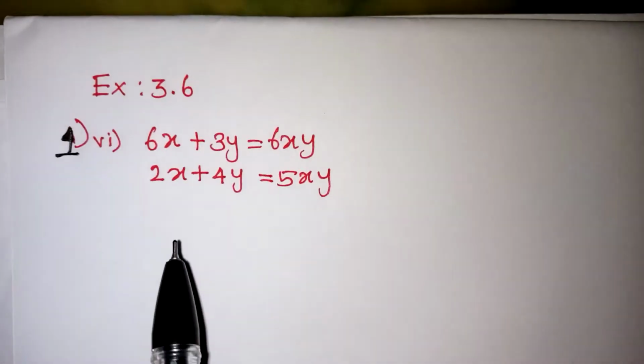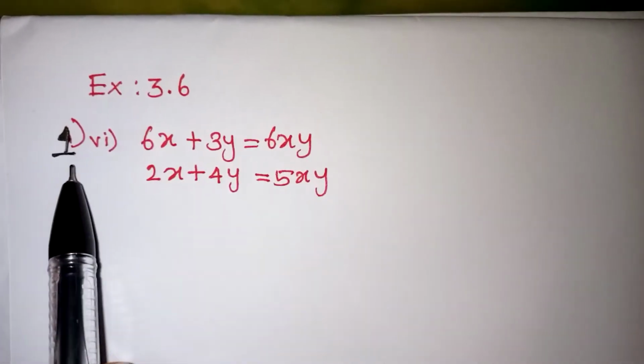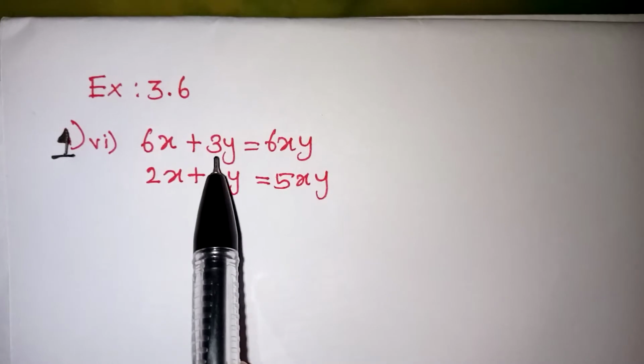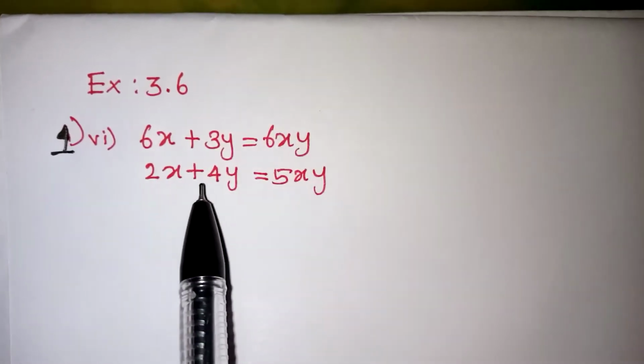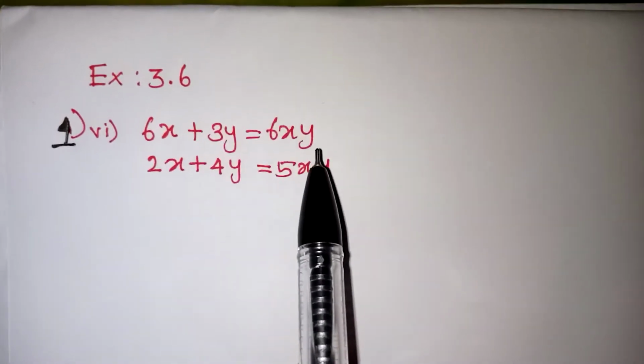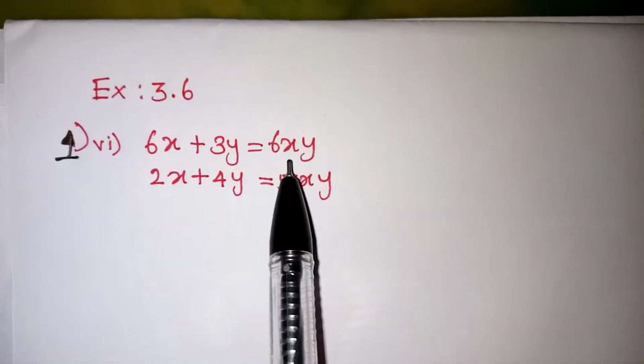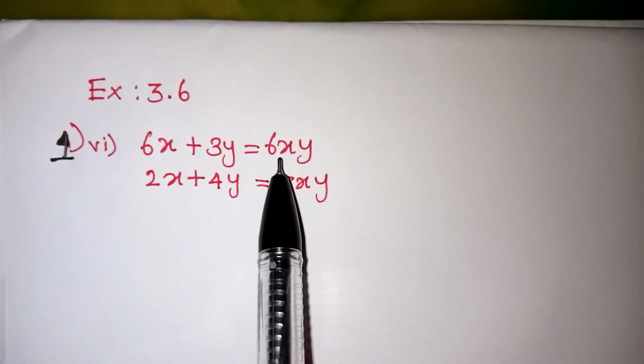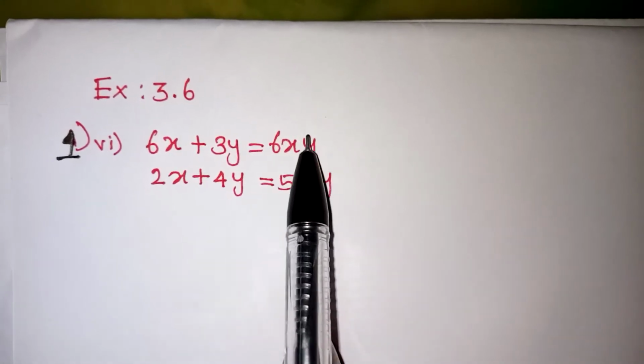Students, in this video we are going to learn exercise number 3.6, first problem, fourth one. 6x plus 3y is equal to 6xy, 2x plus 4y is equal to 5xy is our question. So normally the equations consist of x term, y term and the constant term. Here the constant term is given along with the xy. This xy should be removed.